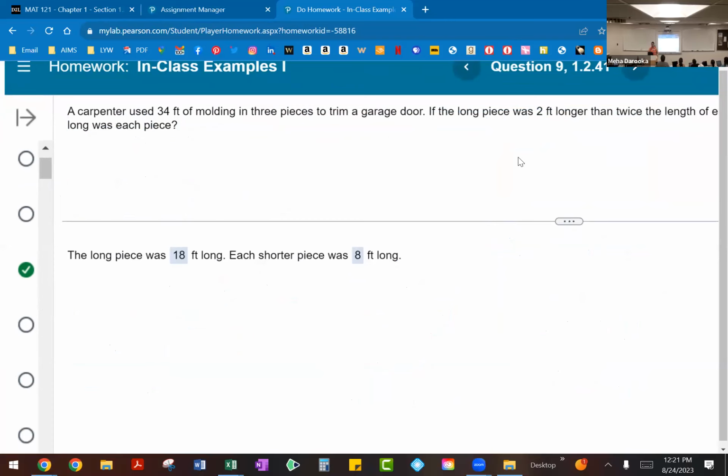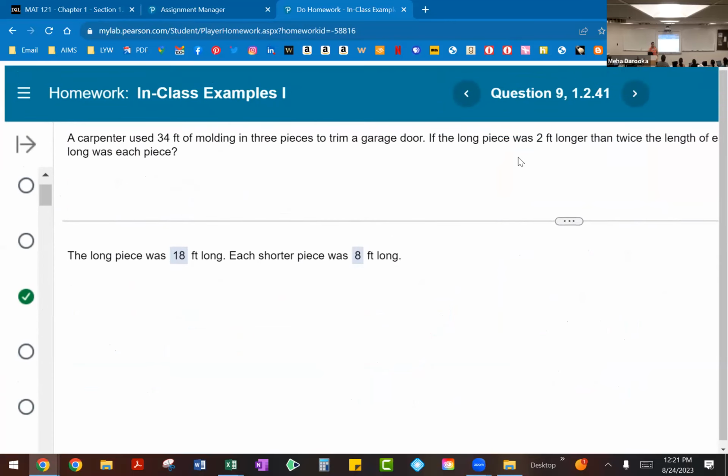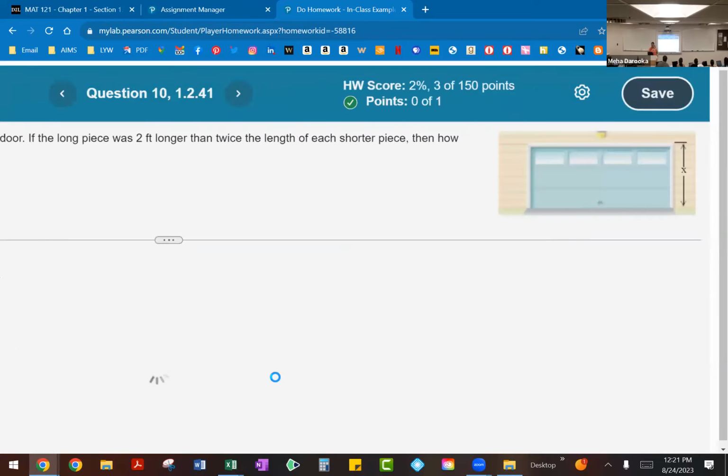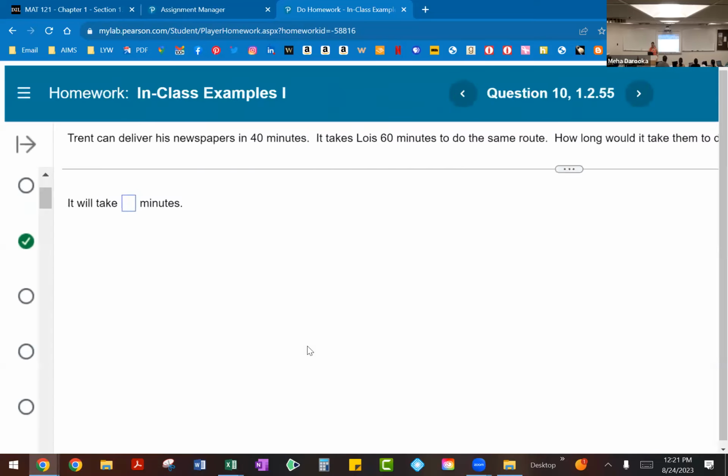So you can see in this example, we based it off a known equation, which was the perimeter of a rectangle, and then we modified it because we only needed to use one rectangle.